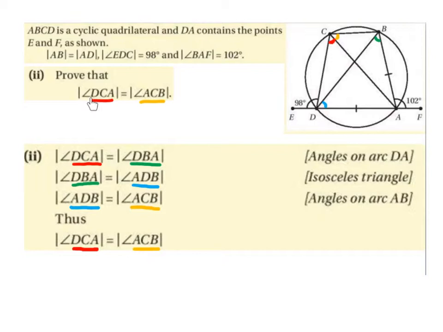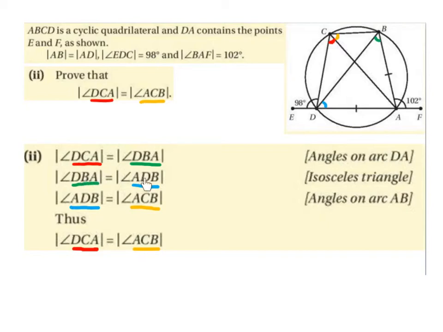Prove that the angle DCA is equal to the angle ACB. So prove that the red angle is equal to the orange angle. Well, the angle DCA is going to be equal to the angle DBA because of angles on the same arc. So they are angles on the arc of DA. This is DA, and the angle DCA is up here in red, and the angle DBA is up here in green. And these two angles must be equal because they both start at the same arc DA. Their start point and their end point is the same on the same arc.